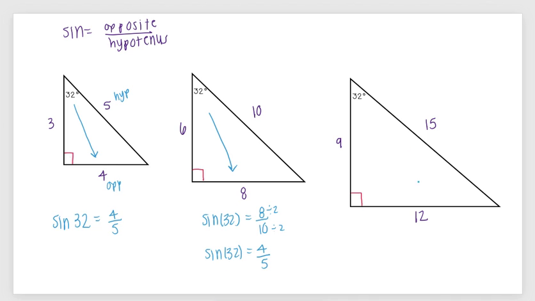And then for the last one, my opposite side here is 12. My hypotenuse is 15. And then if I reduce that, I see I also get 4 over 5. So I kind of want you to think about this when you go into the lesson of how this all relates to what we learned about last week.